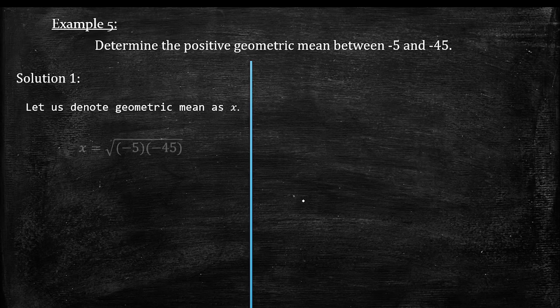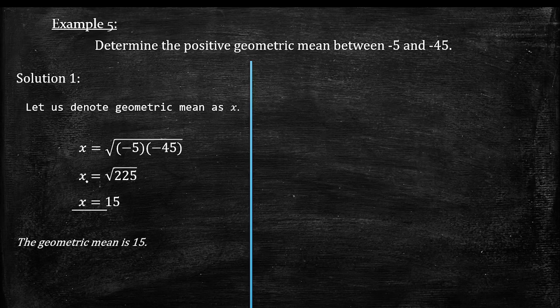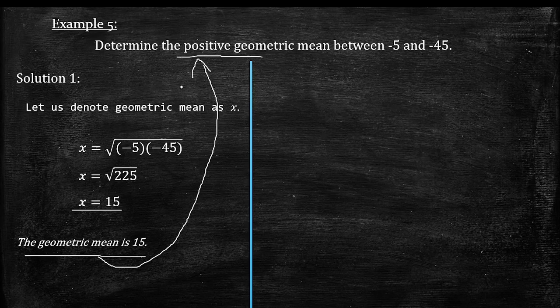So, yung formula nga kanina, dinirekta ko ng substitute yung two terms na given. So, x equals to the square root of negative 5 times negative 45. So, x is equals to the square root of 225. The square root of 225 is 15. So, the value of the geometric mean is equal to positive 15. Which is, sinunod niya yung required natin sa problem, which is a positive geometric mean. So, positive si 15, it means sakto siya sa ating missing.